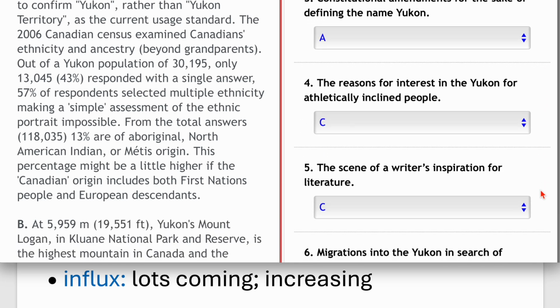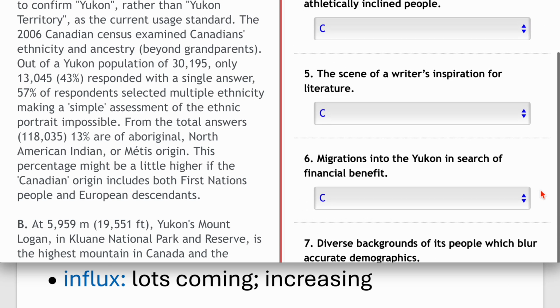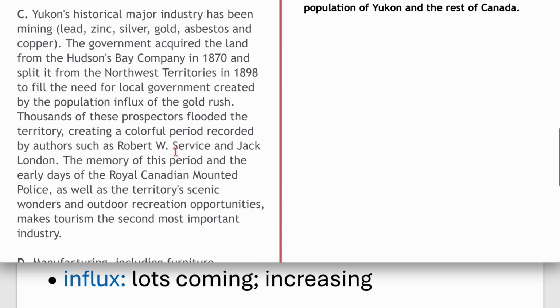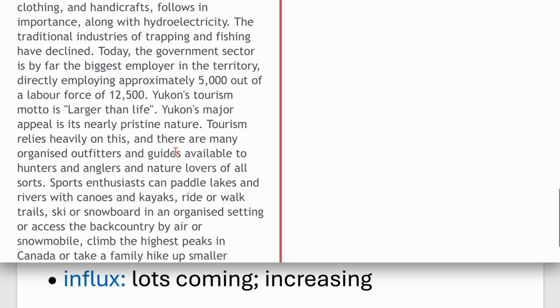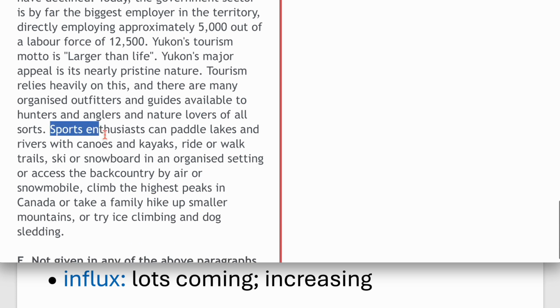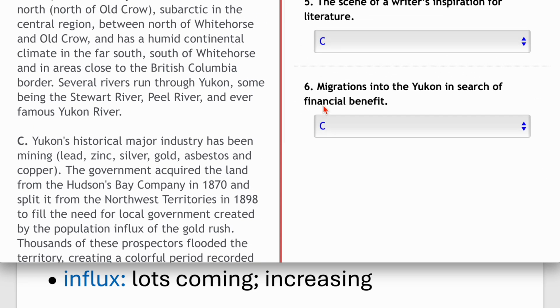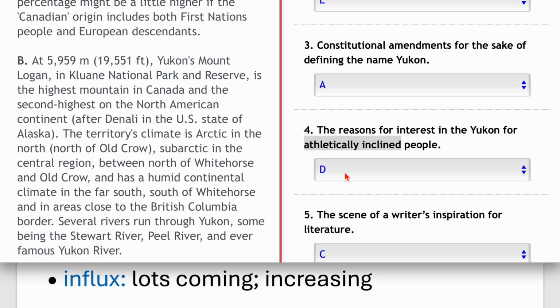So we got that one, but I wanted to change one. Number 4. It's more D, right? Athletically inclined people matches directly with sports enthusiasts. I saw that here. Sports enthusiasts. That matches. So that's why it's more D, number 4.